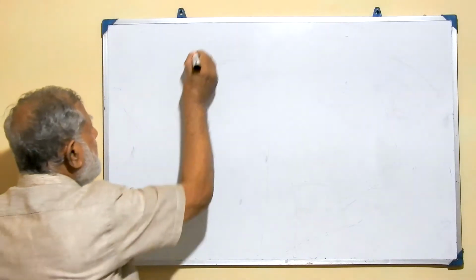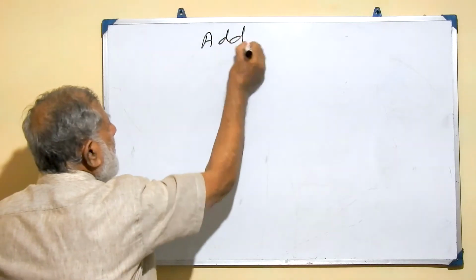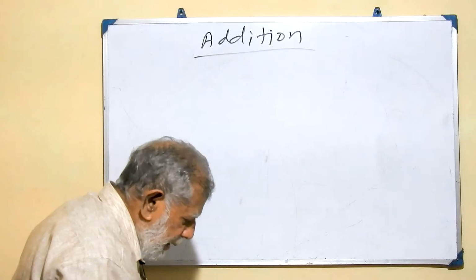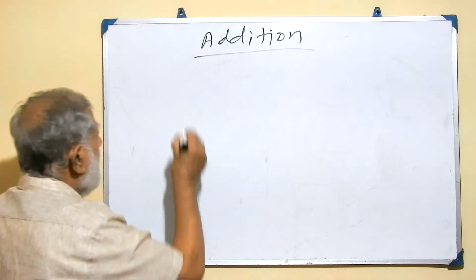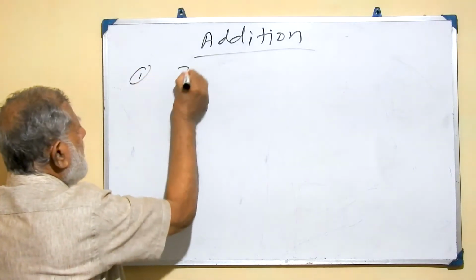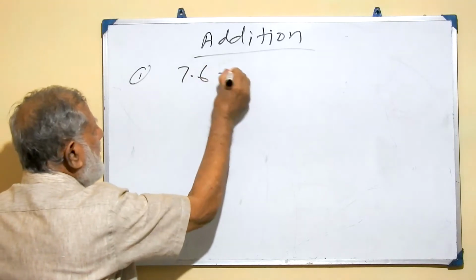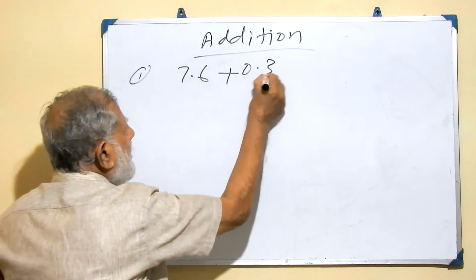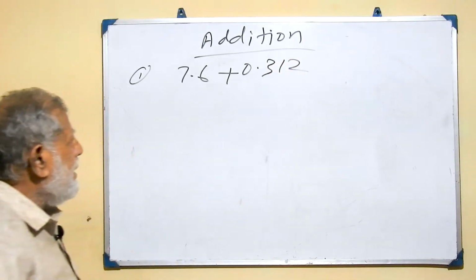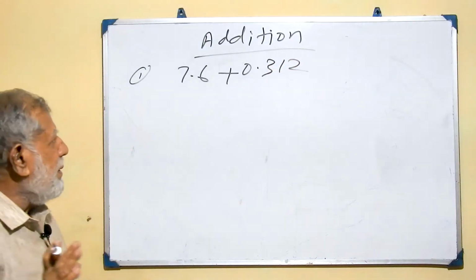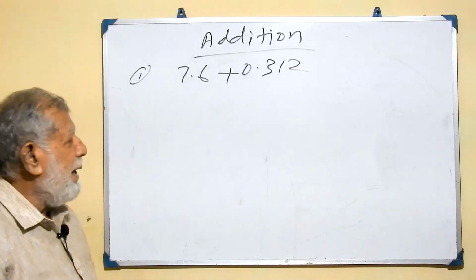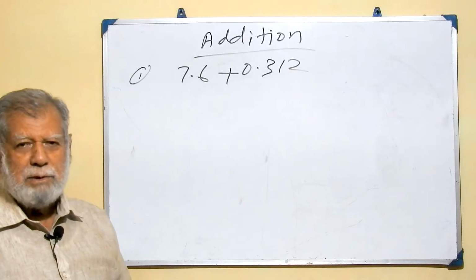For example, we have a sum like this: we have to add 7.6 plus 0.312. We have to add this number. Always you must write the numbers one under the other and add when you are adding decimals. Otherwise you can make a mistake.